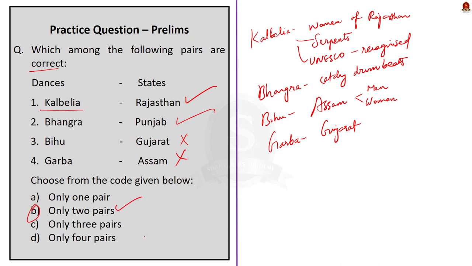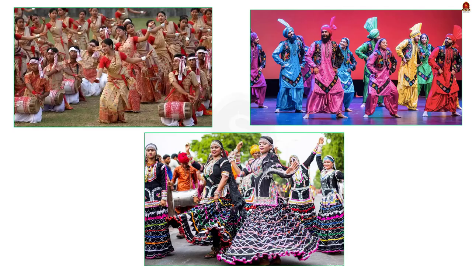Only two pairs. Take a look at these images. These images show three different art forms. The first one is Bihu, the second one is Bhangra, and the third one is Kalbelia. You can pause the video and have a look.